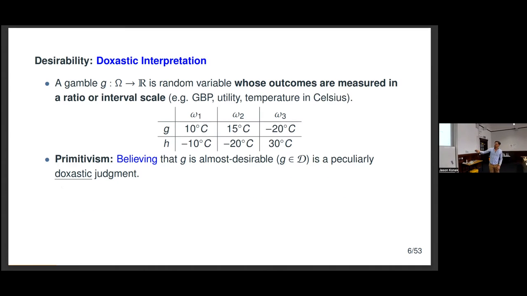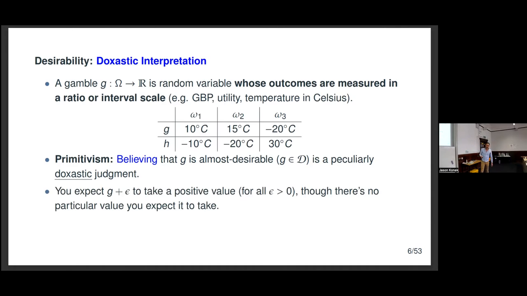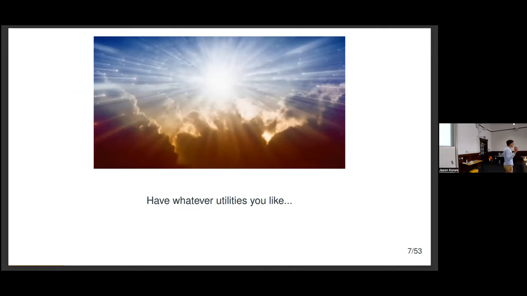And I could say that believing that G is almost desirable is a kind of doxastic judgment that I make, a beliefy judgment. Doxastic is just philosophy speak for belief. In that case, I'm believing that it's desirable, something like expecting these to take a positive value for every epsilon greater than zero, where that's a kind of comparative judgment that I make between variables. I expect this variable to take a higher value than this variable, even though there's no particular value that I expect it to take. Okay, but I'm not going to force that on you. That's just one route to being able to talk about your beliefs being correct or incorrect.